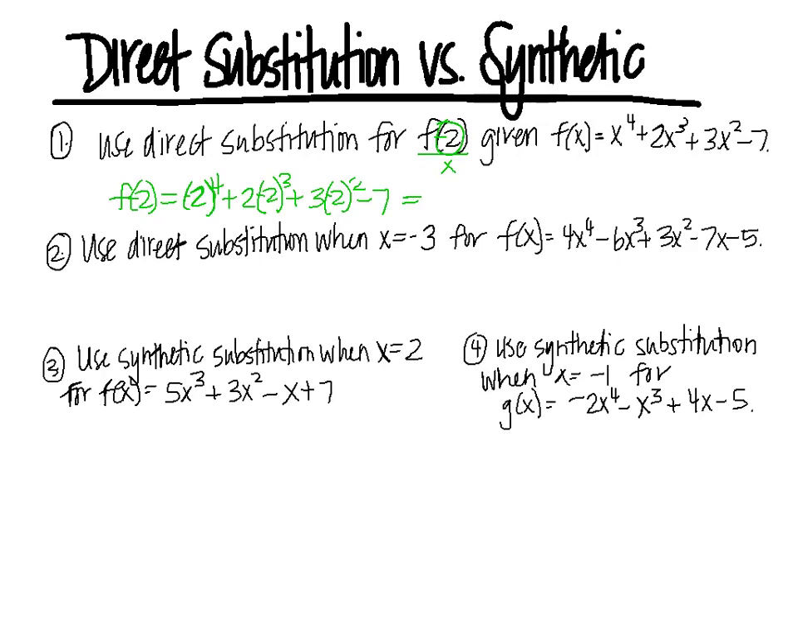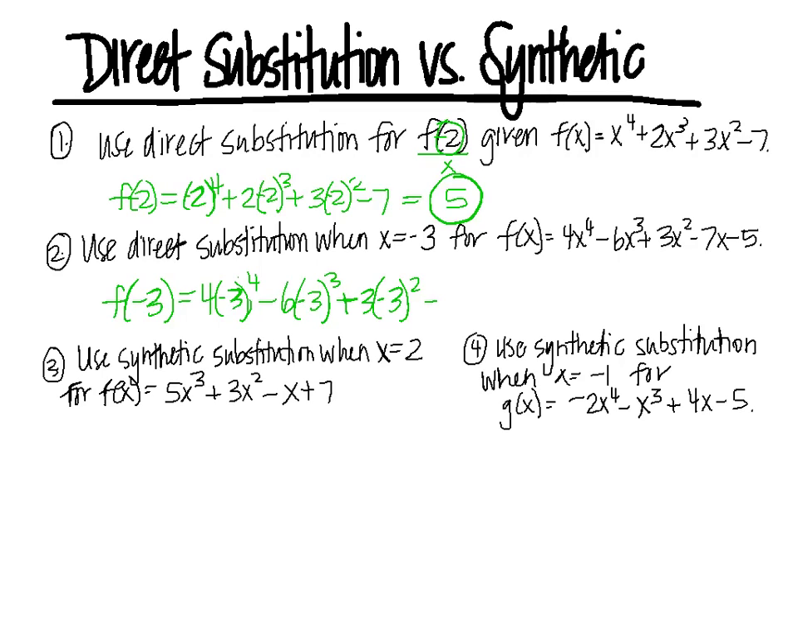What you end up getting then is a value of 5. And so you'll want to plug this in your calculator and make sure that you're able to get a value of 5. We're going to go one more using direct substitution. If I ask you in the second one, what is f of -3, we take 4 times -3 to the 4th minus 6 times -3 cubed plus 3 times -3 squared minus 7 times -3 and then a minus 5.